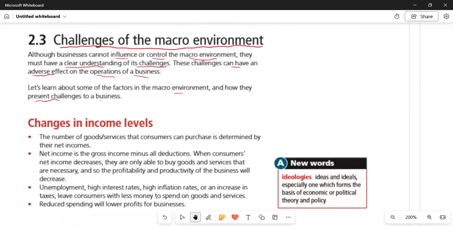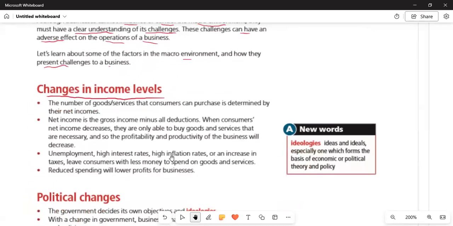The first one that we're going to talk about is change in income levels. When you're talking about change in income levels, you're saying that when people earn more, their buying power changes.